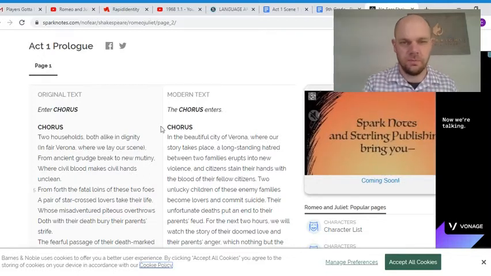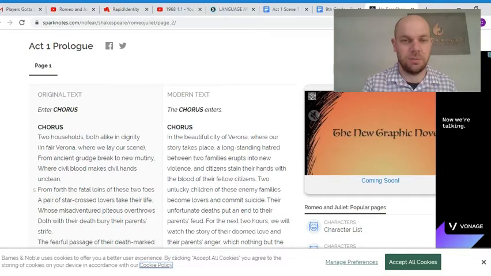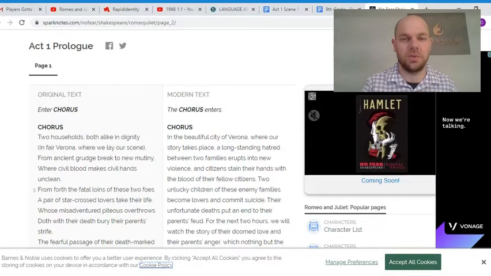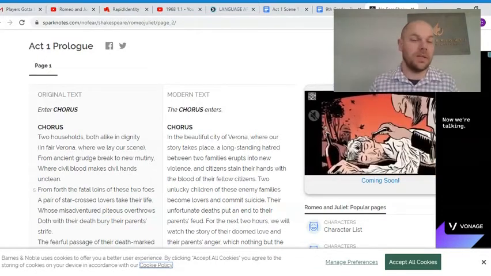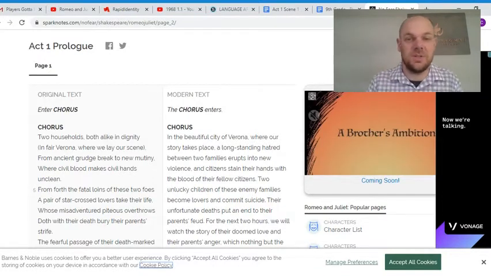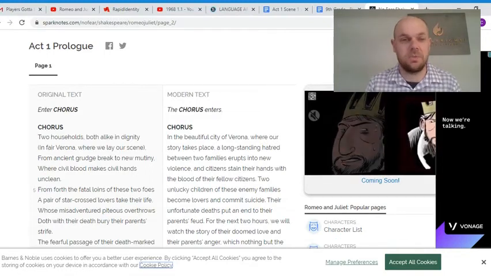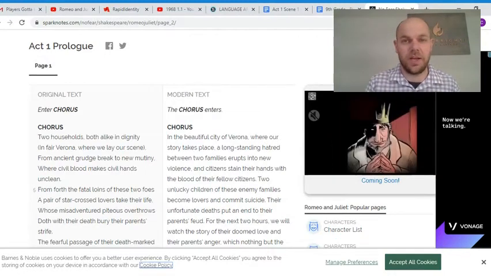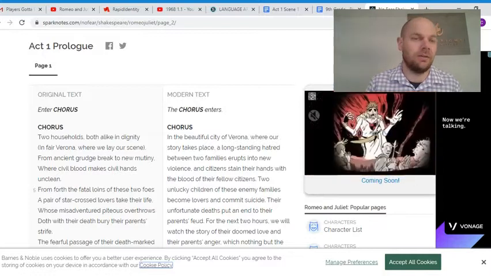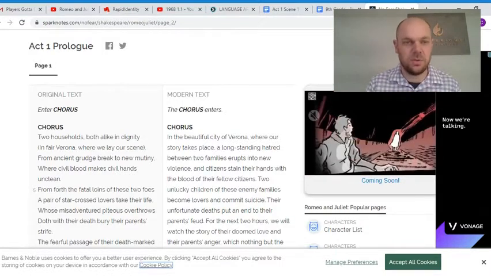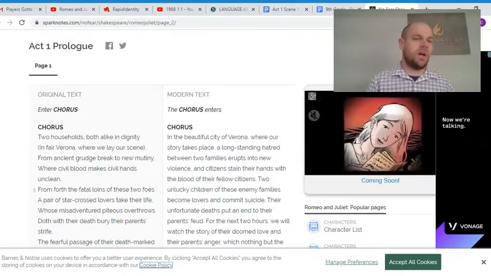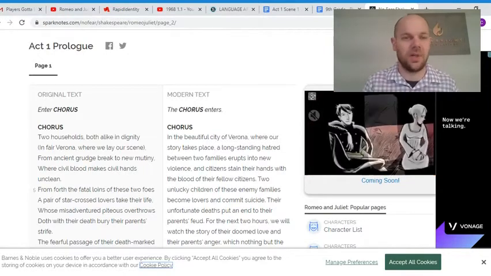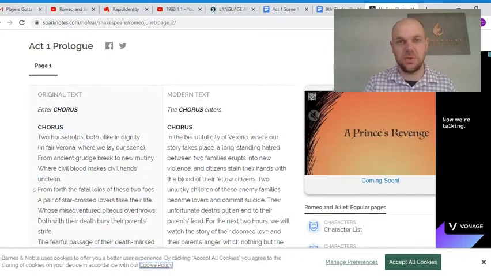What does that mean? Well, over here, there's a modern text. "In the beautiful city of Verona, where our story takes place, a long-standing hatred between two families erupts into new violence." It's the same thing. It's just for some reason much easier to understand something that's more current than something that's 400 years old. Over time, language evolves and things change. But the truth is also, people didn't speak like this necessarily in Shakespeare's time because not everybody spoke with rhyme every two lines. They didn't match a number of syllables.